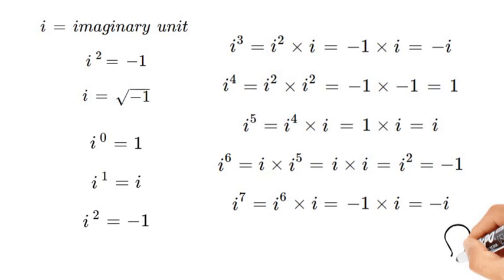I suggest pausing this and catching up. We went through it a little fast. Write out your notes and understand that if you see i to a high power, you can simplify it down pretty simply. You just need to take the steps to do it.